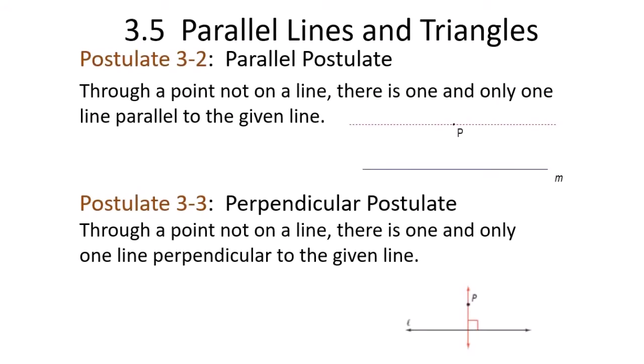All right, this will be our last lesson in chapter 3. So we're dealing with section 3.5, parallel lines and triangles. Postulate 3-2 is a parallel postulate, and it says that through a point not on a line, there is one and only one parallel line to that given line.